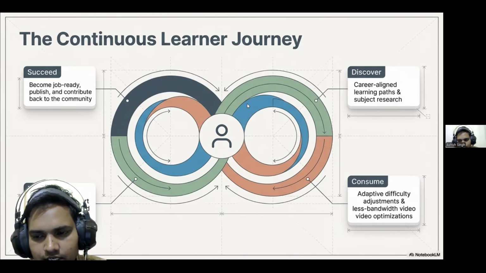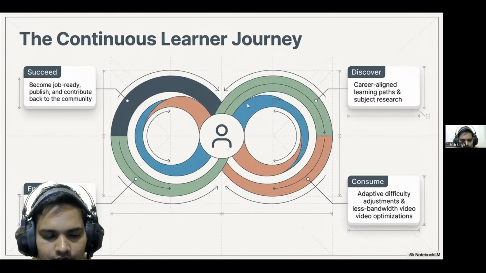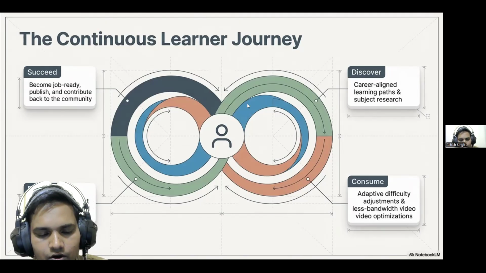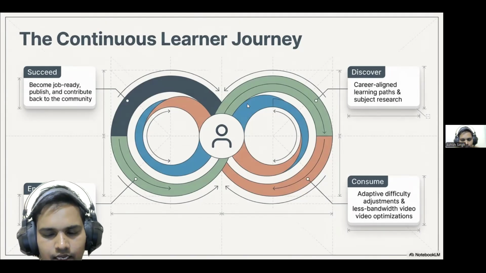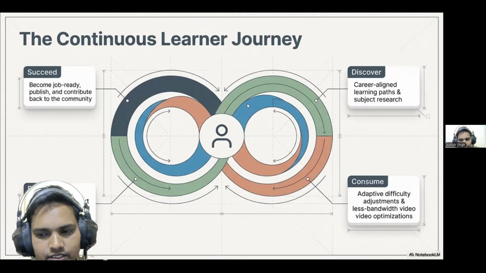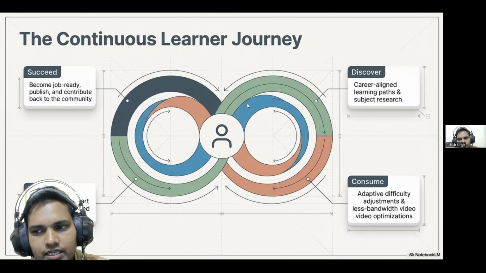The fourth one is consume. It should have less difficulty, or the difficulty may be increased according to their tests, along with low-bandwidth video and video optimizations. So the consumption part has to be handled very carefully.